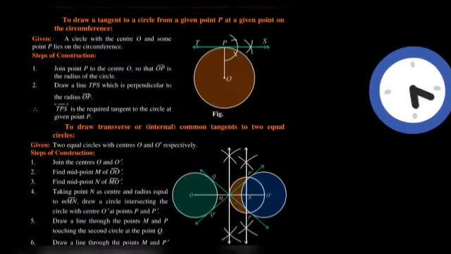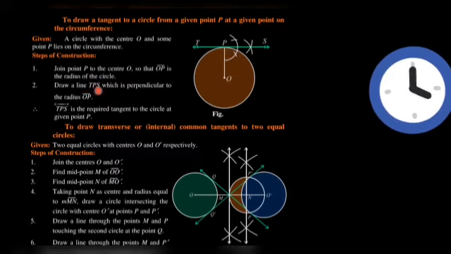Now we shall discuss how to draw a tangent to a circle at a given point P on the circumference. Suppose this is the point on the circumference of a circle where the tangent is touching. We are given a circle with center O and some point P lies on the circumference. First of all, join P to the center O so that OP is the radius of the circle.